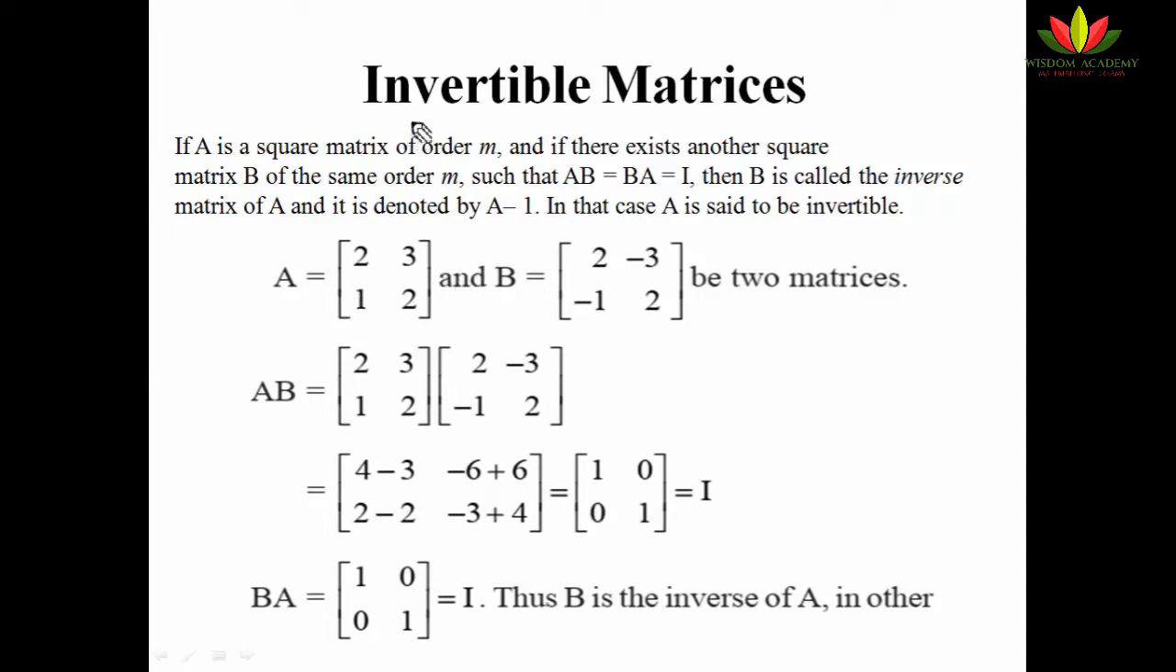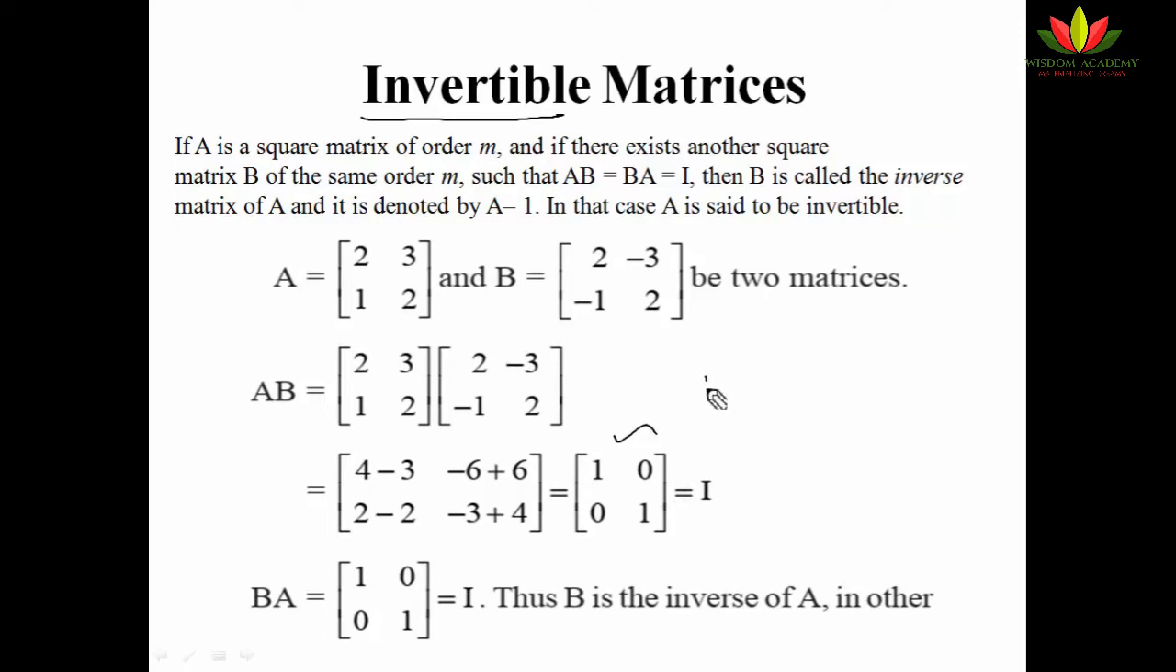Next is invertibility of a matrix. What invertible means is, if I am having a matrix A and a matrix B, and if I multiply these two matrices, then I will get the identity matrix. Then this matrix is known as invertible. That is, if I am having a matrix A, 1 2 3 and 1 3 is one matrix, and 2 minus 3 minus 1 2 is the other matrix. If I multiply these two, I get the identity matrix. So I will say this is an invertible matrix.